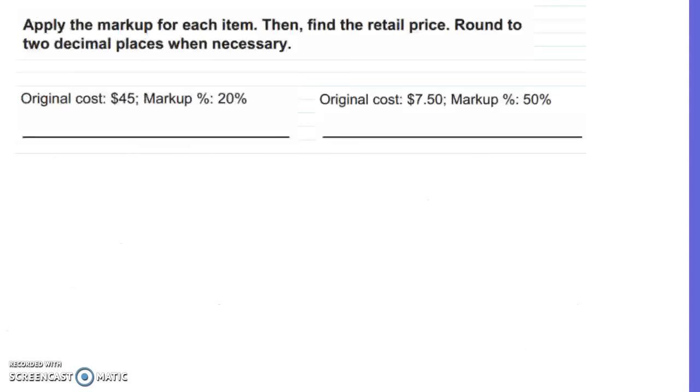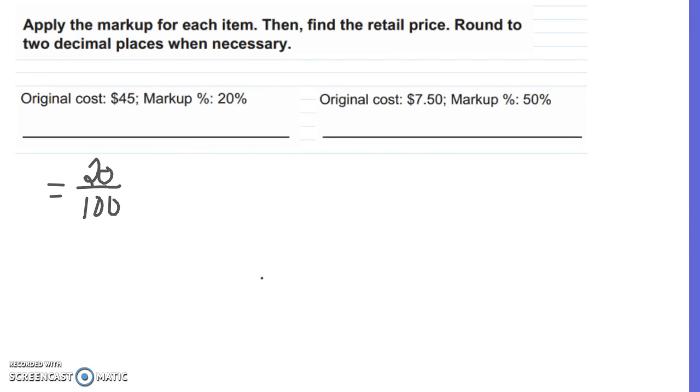All right, on the back side, it says apply the markup for each item, then find the retail price. Round to 2 decimal places when necessary. Step 1, set up your percent proportion. So the original cost is $45. The markup is 20%. Every percentage is out of 100.